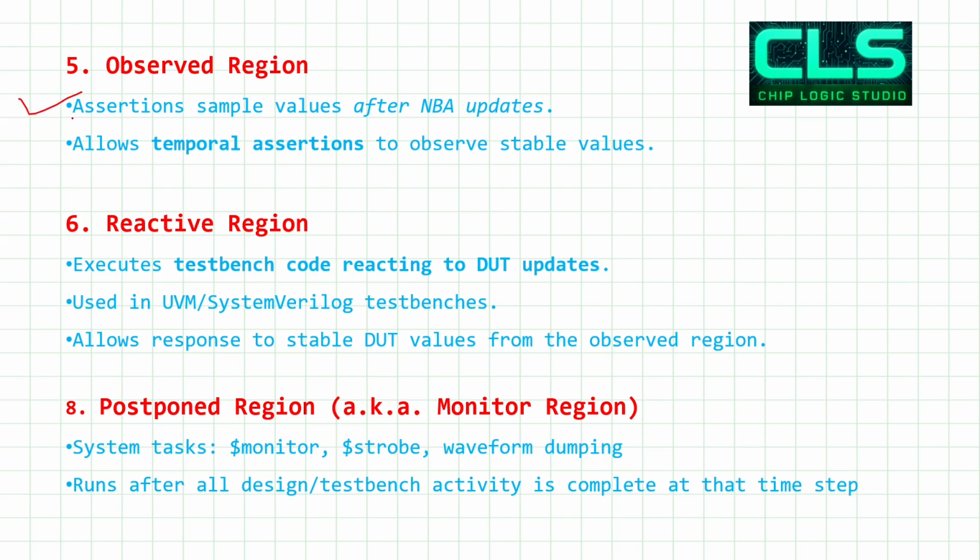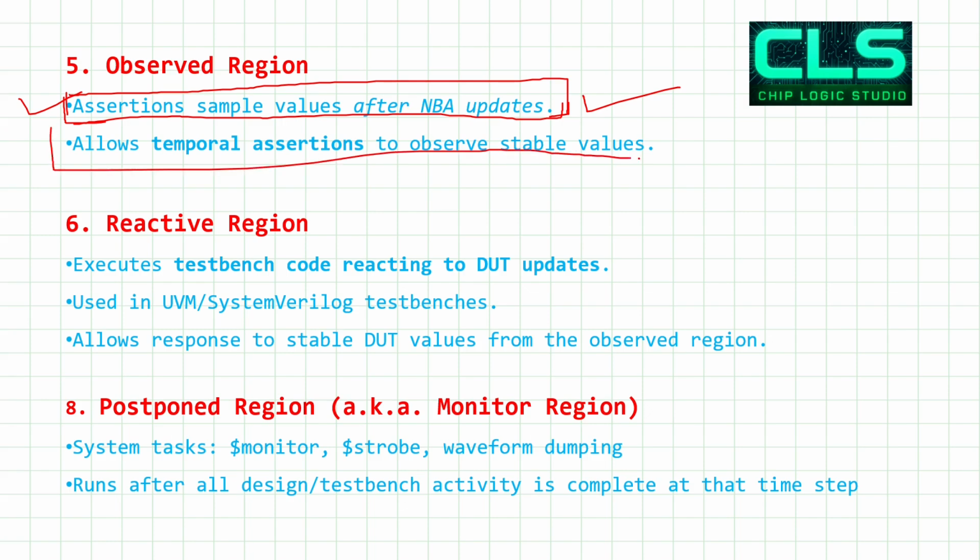Observed region: there will be a separate video for assertions, where you will understand what assertion concepts are. These assertion concepts are executed in the observed region, so it is a different concept. We have given it a different region, and it has some different tasks also, like verification tasks. The observed region will execute your assertions, sample values, and allow temporal assertions to observe the stable value. For example, if you have written an immediate assertion, it will execute in this region.